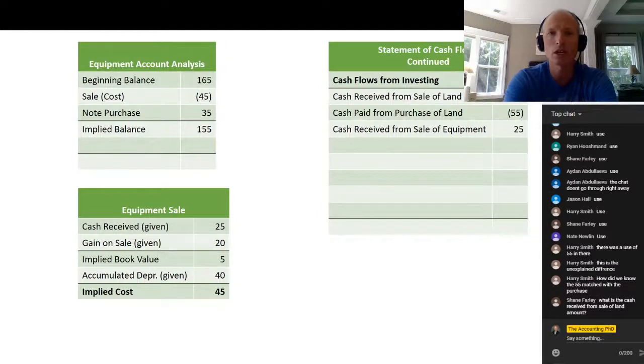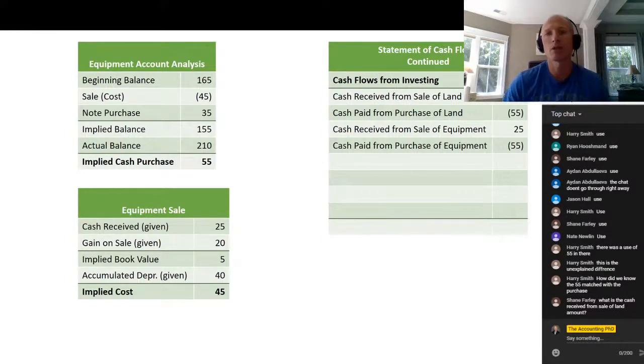However, the actual equipment balance was $210. And what that means then, given the actual balance of $210, the only thing that would explain that difference is a purchase. And so that means from the information in the problem, there is an implied cash purchase in the amount of $55. And so we know the cash paid from the purchase of equipment is also $55. It just happens to be the same number. Again, we're putting together a puzzle.